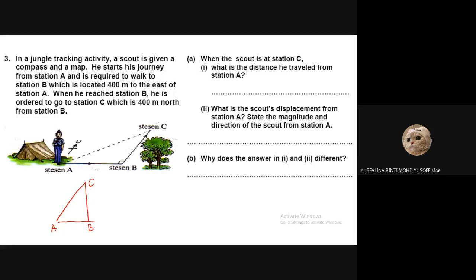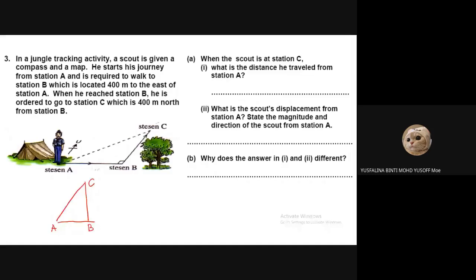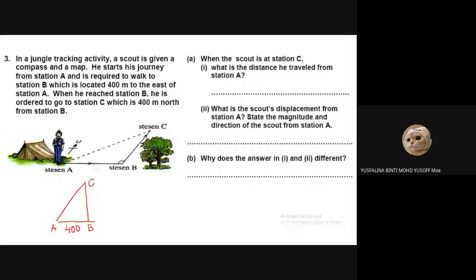So in a jungle trekking activity, a scout is given a compass and a map. He starts his journey from station A and is required to walk to station B. So the distance from A to B is 400 meter. When he reaches station B, he is ordered to go to station C, which is 400 meter from station B. So 400 meter from B to C.